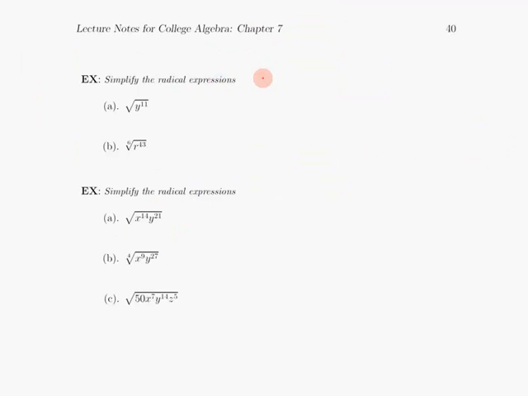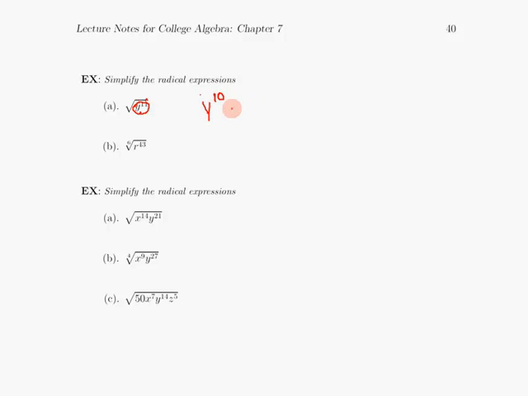All right, let's simplify the radical expression. Now what we're trying to do is find the largest perfect power that goes into y to the 11th. Now remember, perfect squares for variables means that the power is a multiple of the index. We're talking square roots, so we're going to have an even root. We need to find the largest even power less than or equal to 11. Right? So what's the largest even number less than or equal to 11?